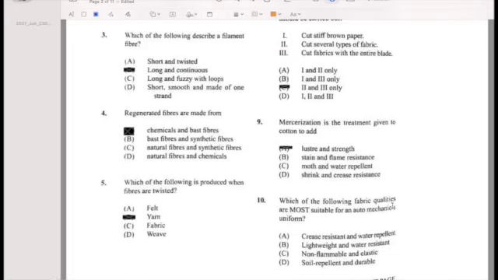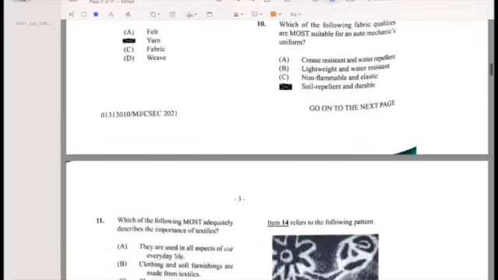Which of the following fabrics is most suitable for an auto mechanic uniform? So you know they have a lot of grease. So number 10 will be D. It's good for soil, any soil on the fabric.